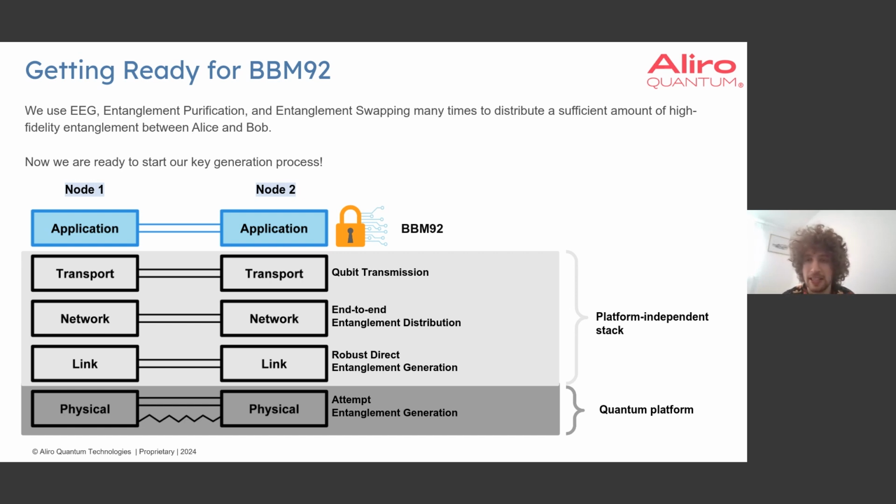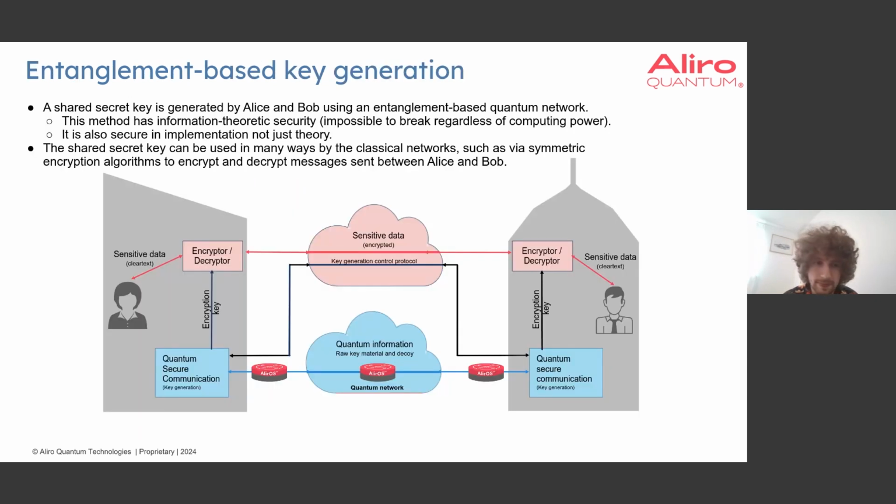Remember that in our example, Alice and Bob are using distributed entanglement for the purposes of QSC and specifically for key generation to generate a key and help secure their top secret information. Before we jump into BBM92, we will talk about entanglement-based key generation more generally.